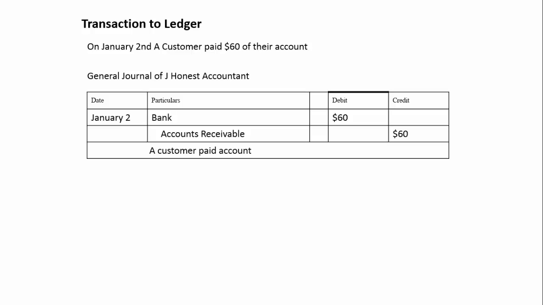Now that narration could probably be improved by saying who the customer was. Well, in fact it does. It says a customer paid account.